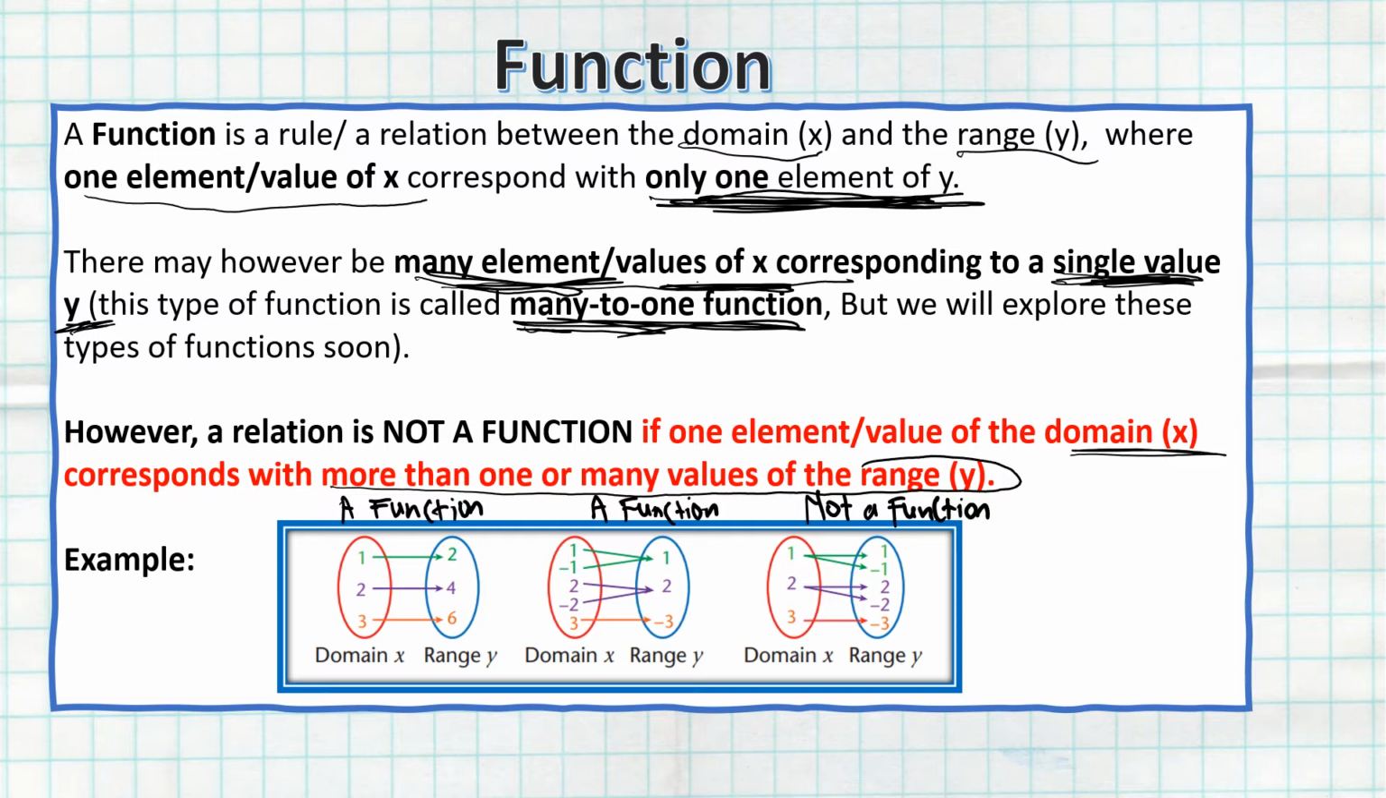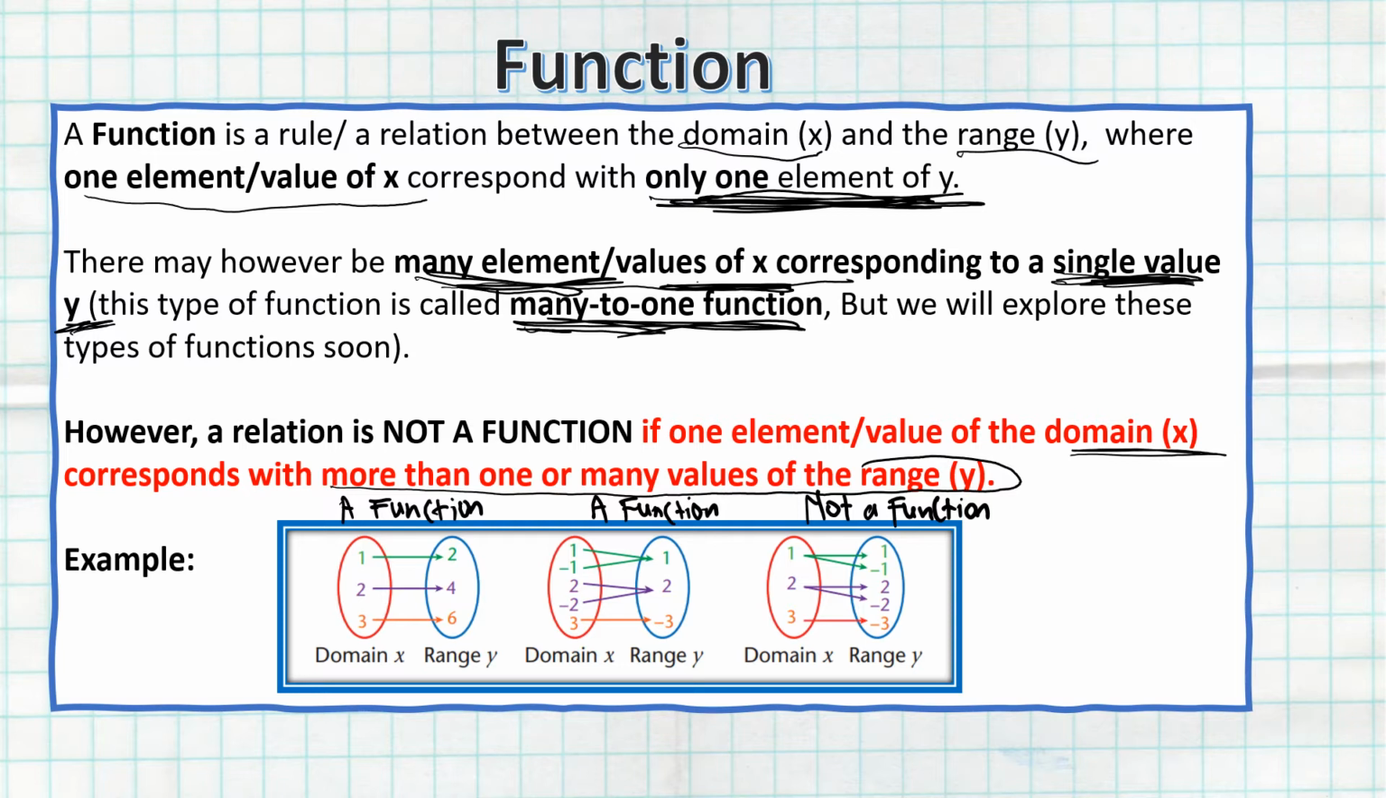But in a case where you get many values of y corresponding to a single value of x, then we call that not a function, right? So it's not a function because there are many values of y for a single value of x. So that is not a function.